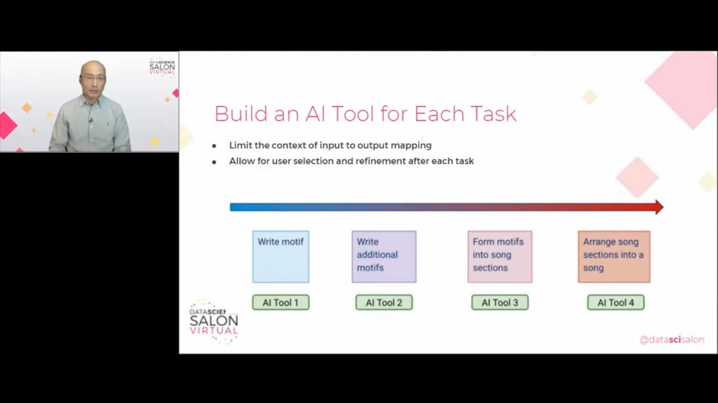Another advantage of using this method is that after each task, you can allow for user selection and refinement. So the AI tool, let's say, in this task, will generate 20 motifs, and the user can then come in. So this is a user in the loop methodology. The user can come in and just select the best motif that the AI has generated and refine it themselves, and then move on to the next task.